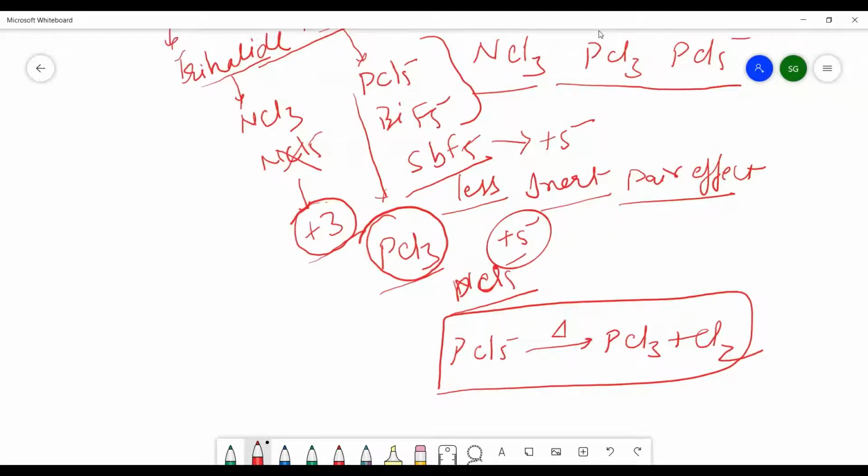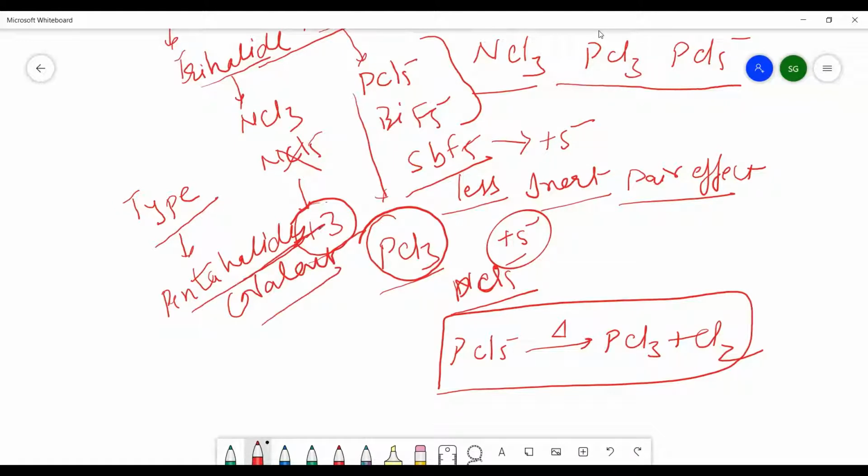Now, when we are looking at the trihalide and pentahalide, one more thing we have to discuss: the type of bond present in them. Pentahalides are more covalent in nature as compared to trihalides. Now see what is the reason behind it.